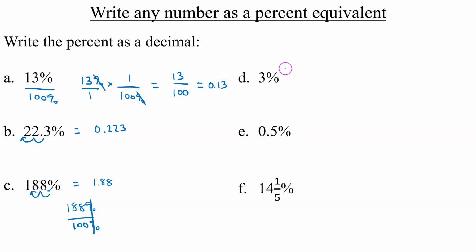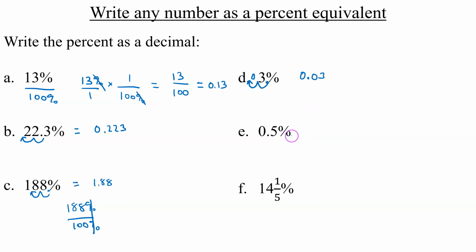Next example, 3%. The decimal is right here. We're going to move our decimal 1, 2 to the left, and then you fill in the zeros. So this is 0.03 as a decimal.